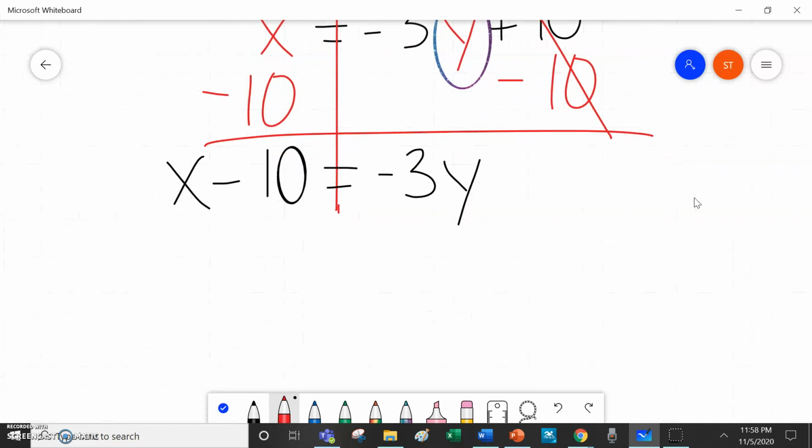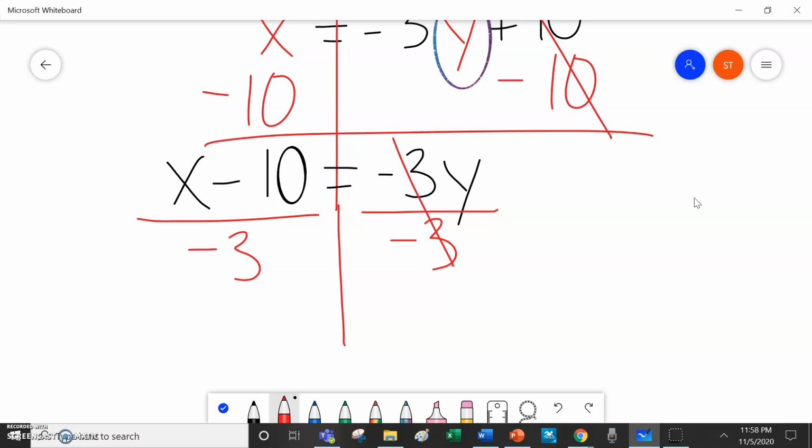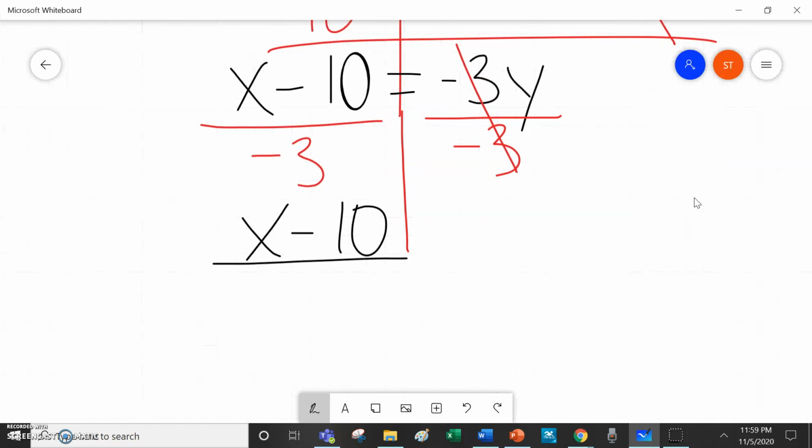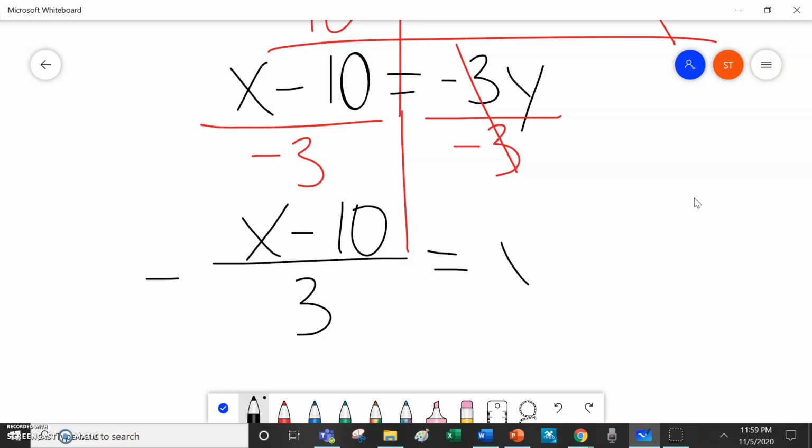Then, last piece, I am dividing by negative 3. Remember, I must divide everything, not simply the x or the 10, but both. And then my negative 3's cancel out, so I get x minus 10 all over negative 3. I can then pull my negative to the outside of this, and that will be fine.